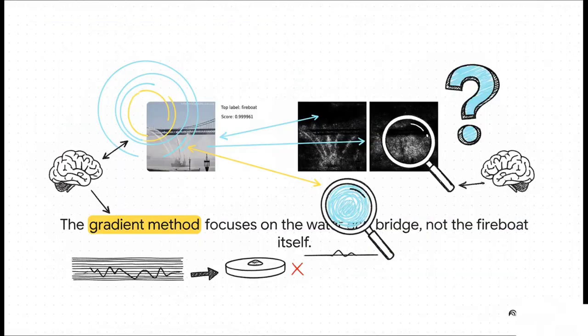So, the AI looks at this picture and it correctly says, yep, that's a fireboat. Awesome. But then when we use that simple gradient method to ask why, look what it highlights. It's pointing at the water being sprayed and the bridge in the background. The actual boat barely gets a mention. So what's going on here? Well, the AI is already so sure it's a fireboat that changing a few pixels on the boat itself doesn't really change its confidence much. Its score kind of flattens out. And because of that, the gradients for the boat are almost zero. This is a total violation of rule number one, sensitivity. The most important feature is getting ignored.